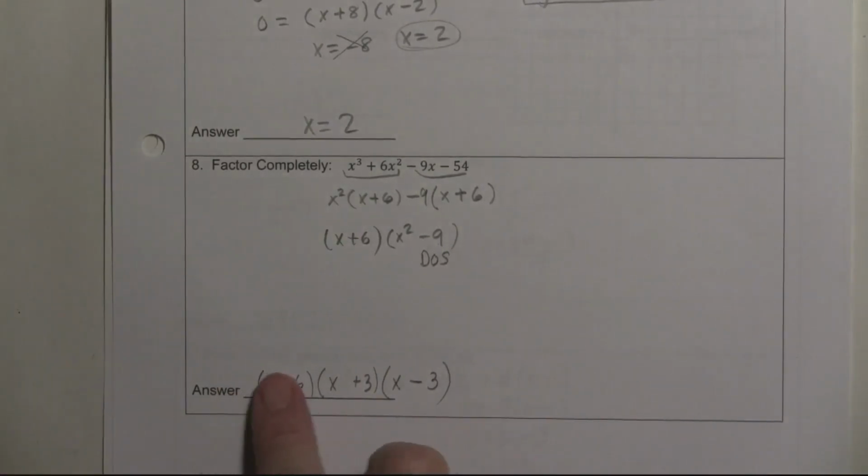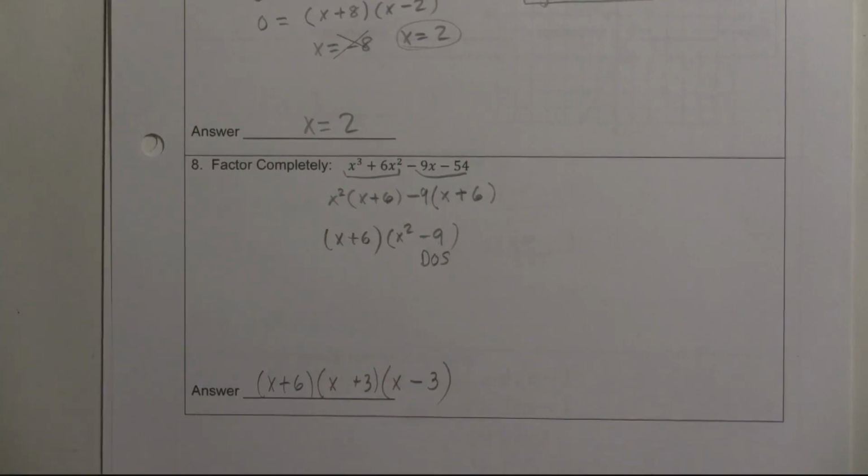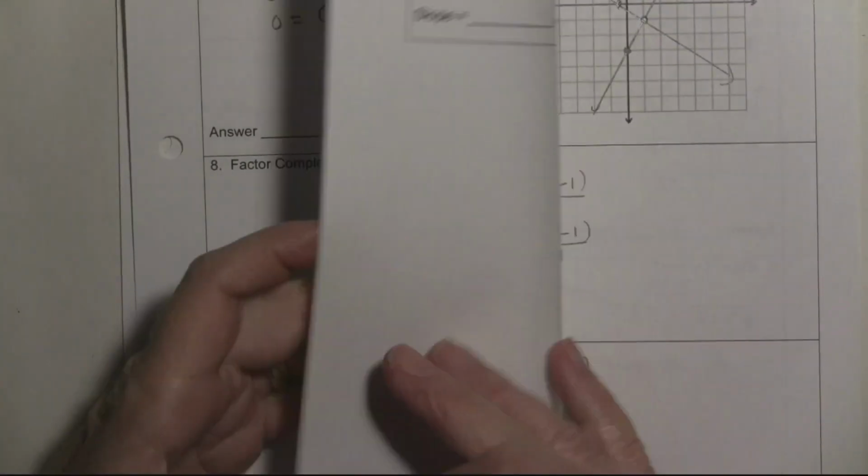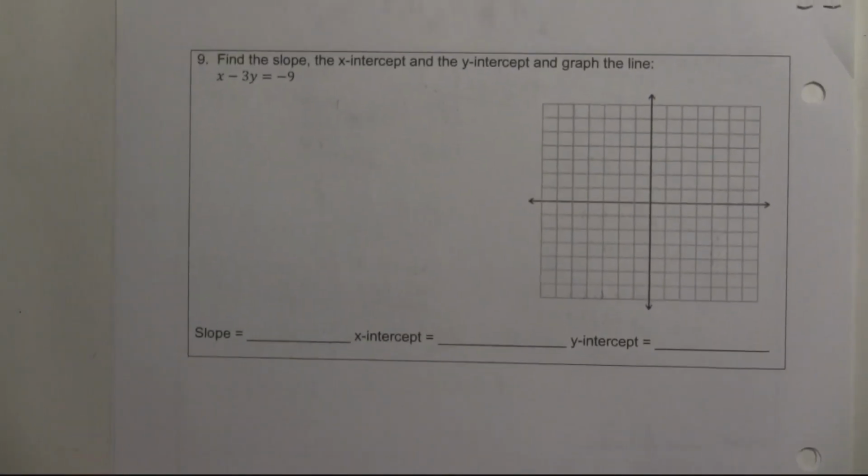And then done, done, done. One more. Hot diggity dog. What is it? It's a graphing one. I love graphing. I'll be happy doing a graphing one.